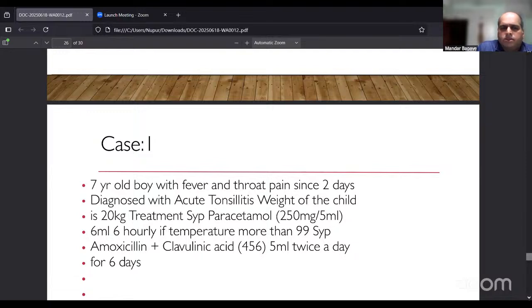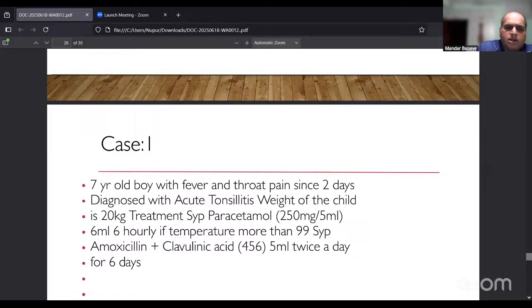So the dose for a 20 kg child, if we give 250 milligram per 5 ml, is 6 ml, which could be given 6 hourly only if temperature is more than 99. We advise the parent to monitor the temperature and we give a proper dose of, say, 40 milligram per kilogram per day. So amoxicillin plus clavulanic acid, it is available in 456 formulation.